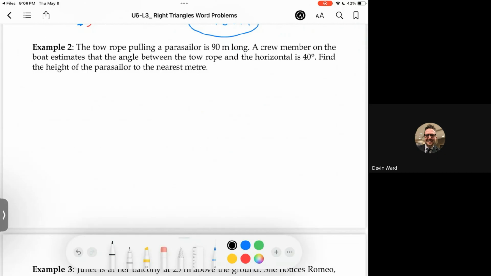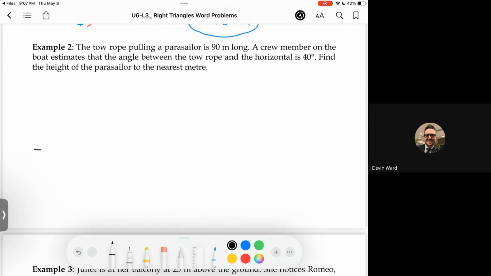Next example. We have a tow rope pulling a parasailer that's 90 meters long. If you've never seen that, a parasailer is someone with a big parachute, and they're holding onto a rope that's connected to a boat, and that pulls them around a lake or the ocean, whatever body of water they're on. So a crew member on the boat estimates that the angle between the tow rope and the horizontal is 40 degrees. I want to find the height of the parasailer to the nearest meter.